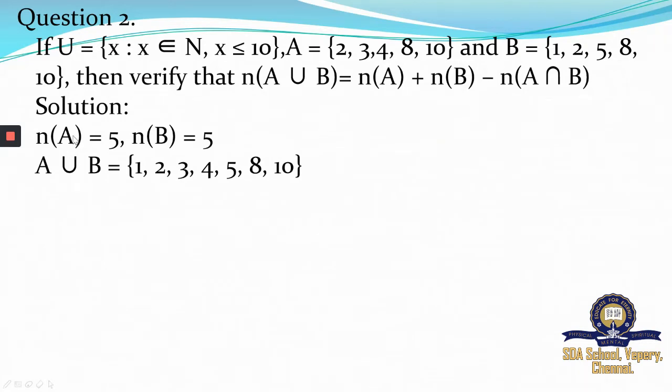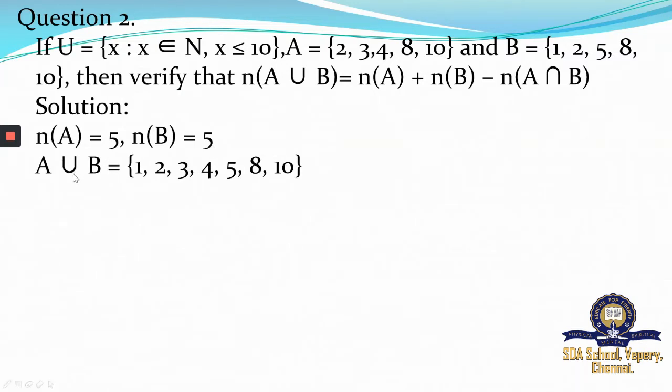So what are the sets given to us? A is given and B is given. So let us first find n of A. n of A means I have to count the number of elements. If you see, there are how many? 5. So I have written 5 over here. Likewise for B, if you count, there are 5 elements. So I have written 5.